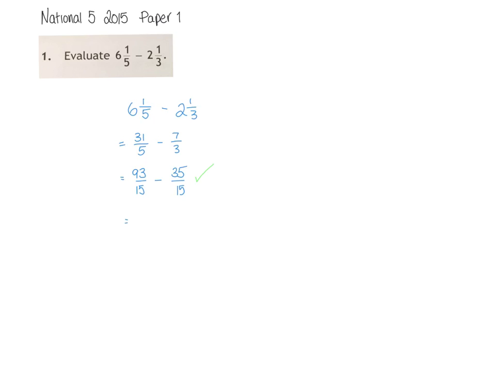Okay, so now we need to subtract those. The 15 stays the same, and we just subtract the tops. So we've got 93 take away 35, which is 58. You get your second mark here. You can change this back into a mixed fraction, which would be 3 and 13 over 15. But you don't have to. You get your marks for having it as a top-heavy fraction.